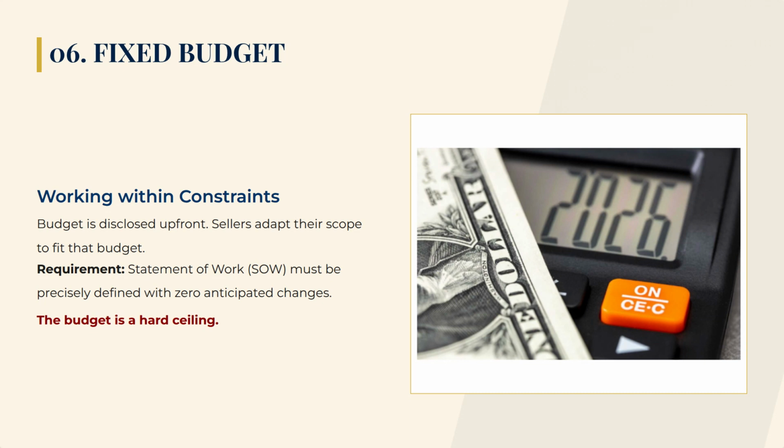This is extremely common with government grants or non-profit projects. But be aware, you must only use this if your statement of work, SOW, is precisely defined and you anticipate absolutely zero changes. If your scope changes halfway through a fixed budget project, you are going to run out of money fast.